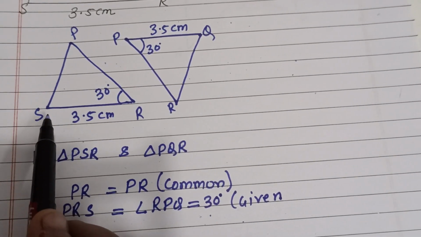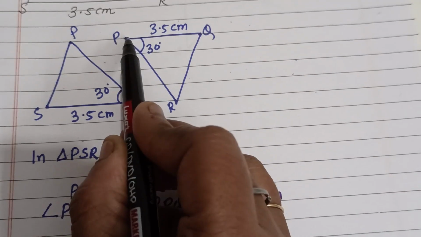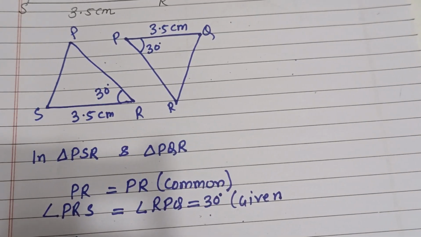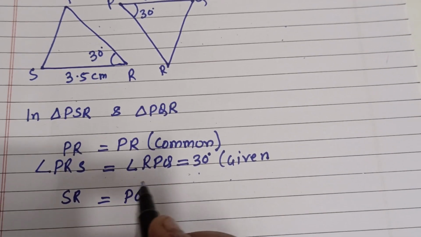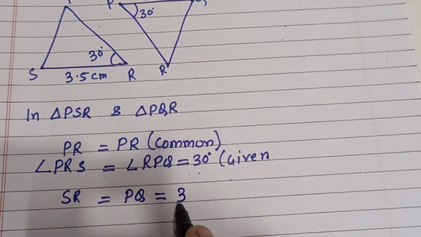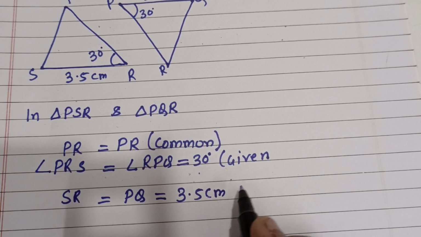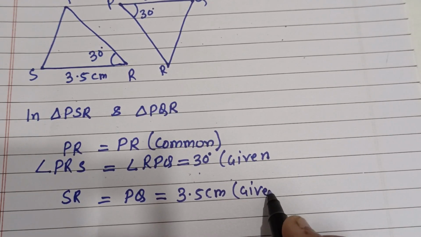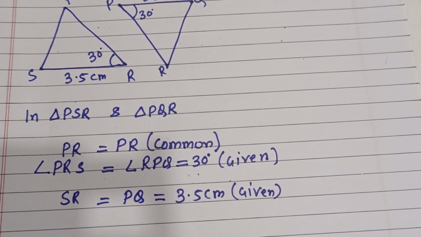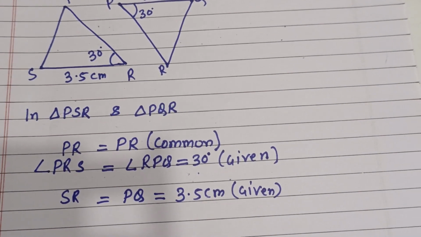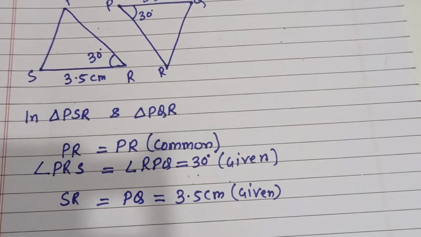Now the third pair is SR equals PQ. So SR equals PQ. That is equal to 3.5 centimeter. It is also given to us. Okay. We have found the three pairs which are equal. Now what will we do? We will find out the corresponding vertex.